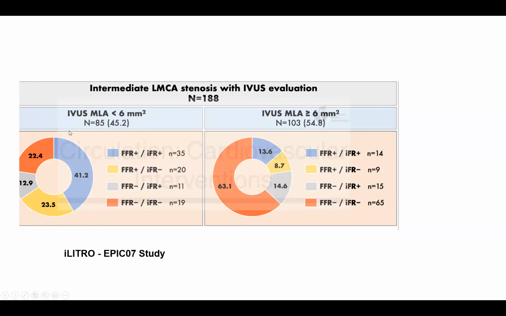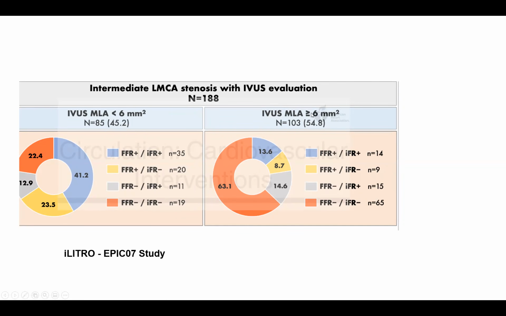Interestingly, in that paper, what you can see is that 22% of patients with IVUS of the left main less than 6 millimeters square had normal FFR and IFR. So 22% had normal FFR and IFR despite IVUS less than 6 millimeters square. And those patients by protocol in that study did well by not revascularizing the left main, even with that low MLA. That shows you the importance of hemodynamics if properly done, taking into account all the pitfalls.